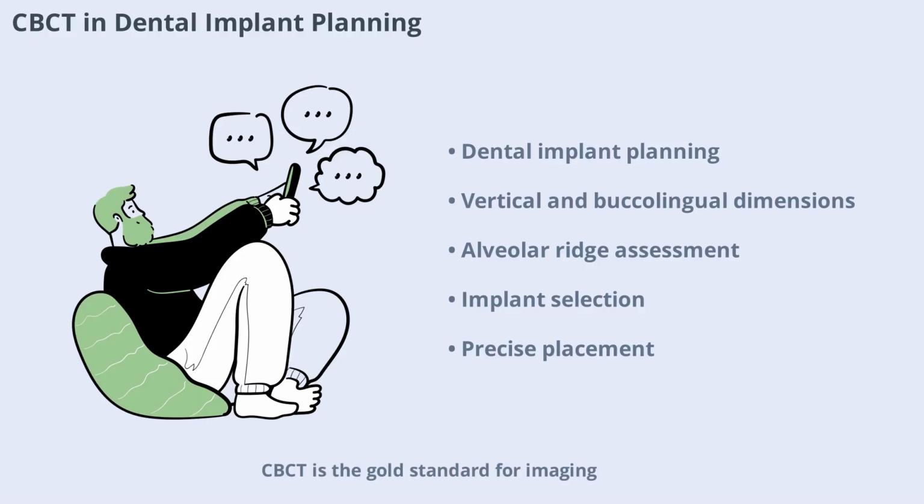CBCT is the gold standard for imaging jaw anatomy prior to dental implant placement. It allows for accurate display of vertical and buccolingual dimensions, assessment of alveolar ridge anatomy, and selection of proper implant length and diameter. Life-sized cross-sectional and panoramic images can be obtained, ensuring precise implant placement.